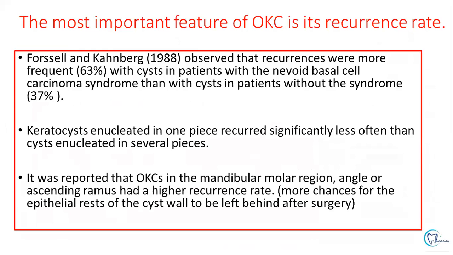The most important feature of OKC is its recurrence rate. There were different scientists who have documented that recurrences were more frequent in syndromic cases in comparison to the non-syndromic cases. And the keratocyst, if enucleated in one piece, shows less recurrence, whereas recurrence is higher in cases where the enucleation takes place in several pieces. And also the OKCs of the mandibulomolar region, angle or ascending ramus had a high recurrence rate, which could be attributed to the presence of these cell rests which are left behind after the surgery.